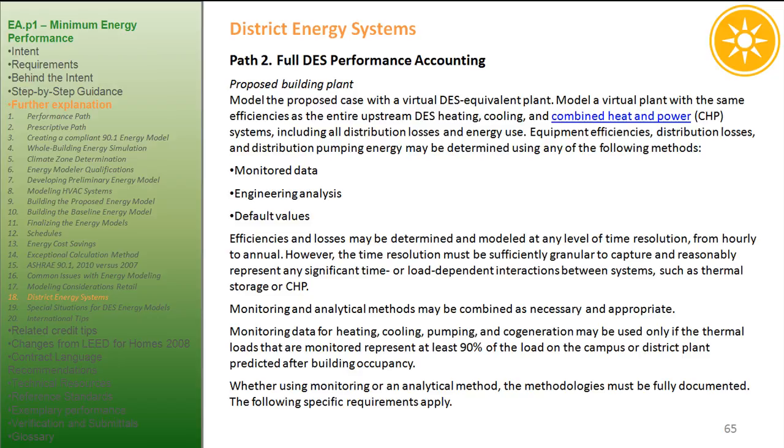Monitoring and analytical methods may be combined as necessary and appropriate. Monitoring data for heating, cooling, pumping, and cogeneration may be used only if the thermal loads that are monitored represent at least 90% of the load on the campus or district plant predicted after building occupancy. Whether using monitoring or an analytical method, the methodologies must be fully documented. The following specific requirements apply.